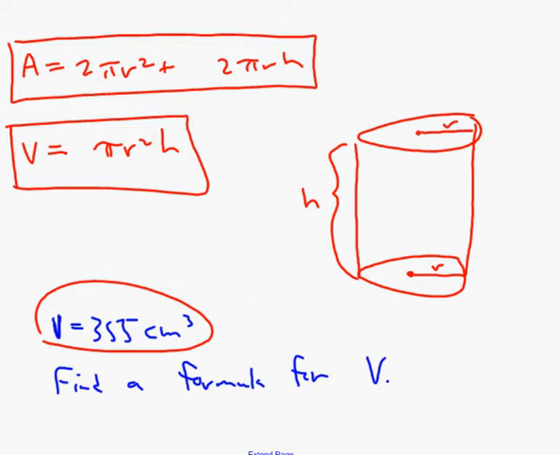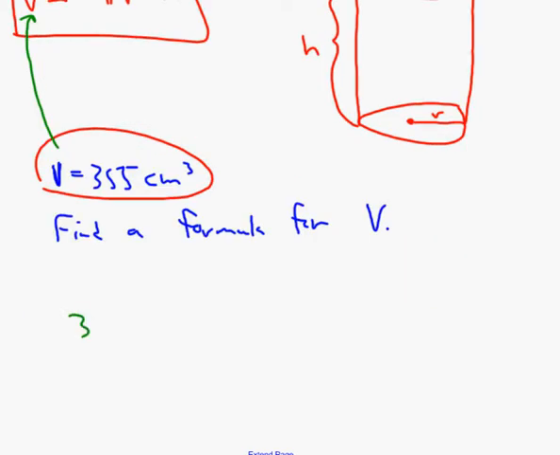Let's finish. So what we can do here is we can take this volume, put it into this formula. So we get 355 equals pi r squared h. Actually, I made one mistake here. This is supposed to be find the formula not for volume, but for surface area. And then they want it in terms of just the radius, in terms of r.